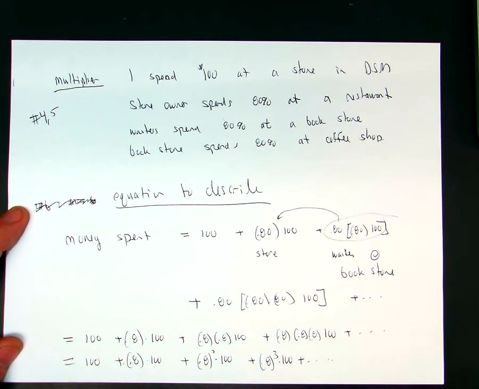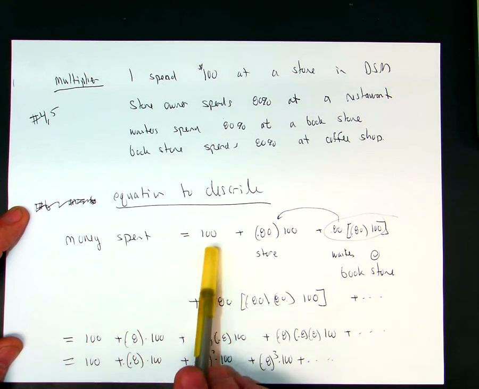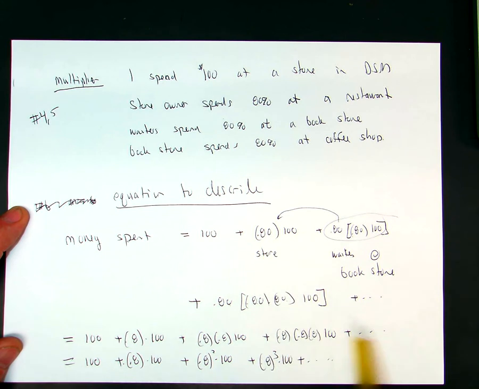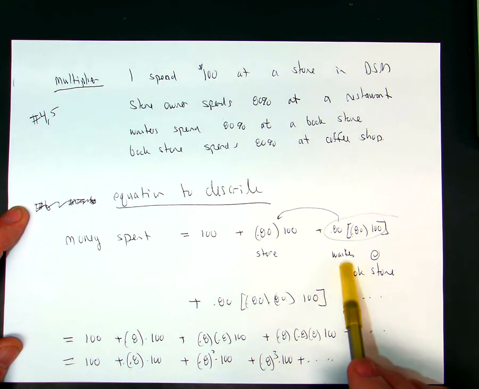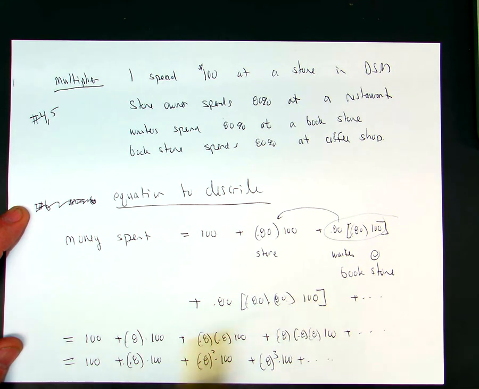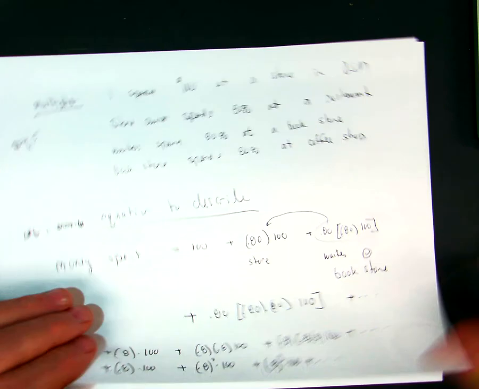So again, just to go over it briefly, I spent 100 at a store. That store owner spends 80% of that somewhere else at a restaurant. Those waiters spend 80% of what the store owner spent somewhere else, and so forth. And I write that up as an infinite series, and I get a nice geometric series. Okay, so that's number 4 and 5.